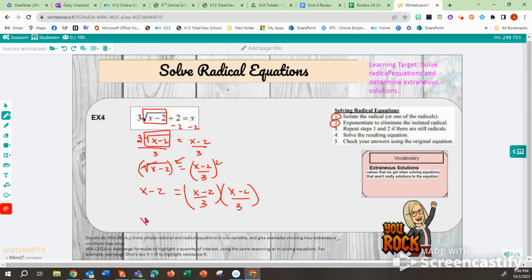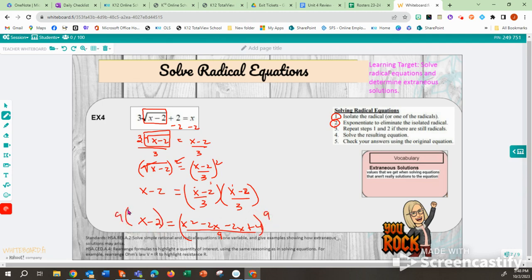So we'll have x minus 2 is equal to x times x is x squared. X times negative 2 is negative 2x. Negative 2 times x is another negative 2x. And negative 2 times negative 2 is positive 4. And then don't forget 3 times 3 is 9. I don't want that 9 there, so I'm going to multiply both sides by 9.